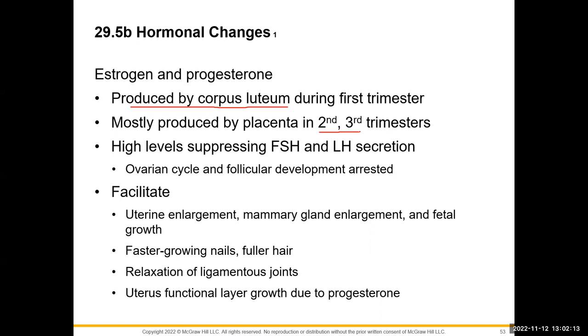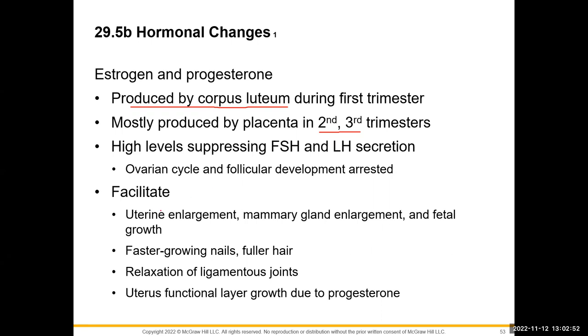Because of all of this production of estrogen and progesterone, we're going to suppress follicle stimulating hormone and luteinizing hormone. As a result of that, we're going to see both ovarian cycle and follicular development stopping, which makes sense. You don't want to continue ovulating if you already have a developing fetus in the uterus. There's no need to do that anymore. So we suppress that, and that will not occur during that pregnancy.